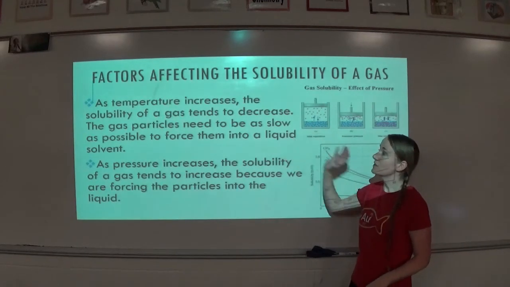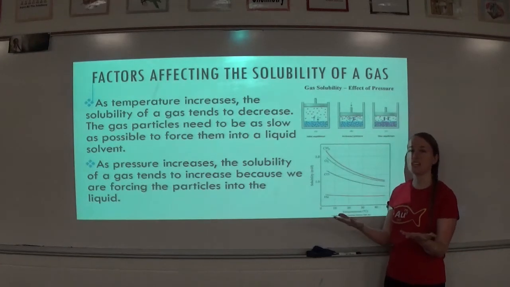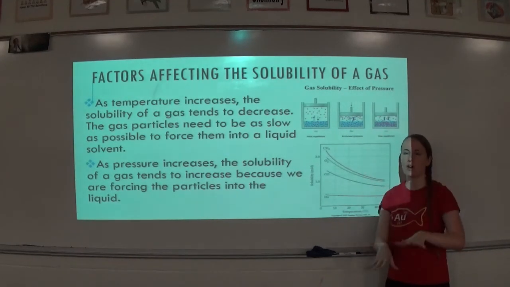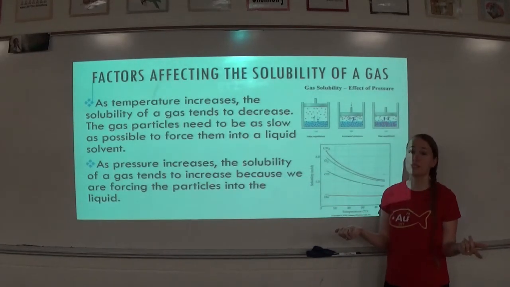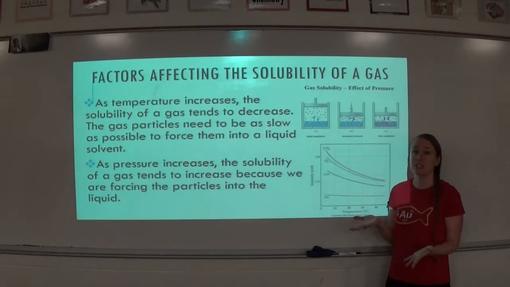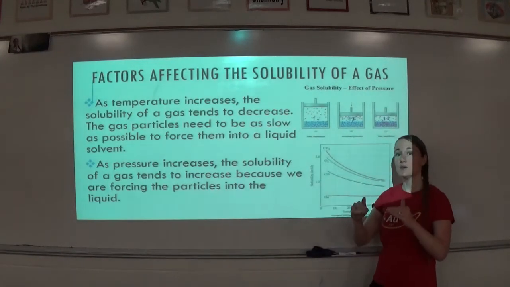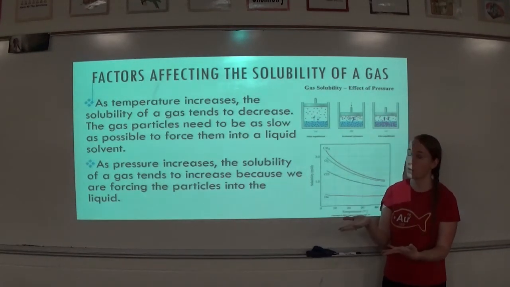And the gas particles need to be as slow as possible to force them into the liquid. You have to think, why in the world would a gas want to slow down and dissolve into a liquid? But it does happen. You drink carbonated beverages all the time, like Cokes and things like that. They clearly have a gas in there, so how is that happening? Well, one of the things they want to do is decrease the temperature. That's why a cold Coke will have higher carbonation than a Coke that's warm.